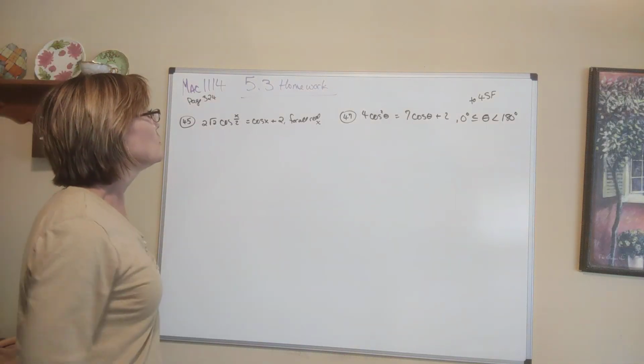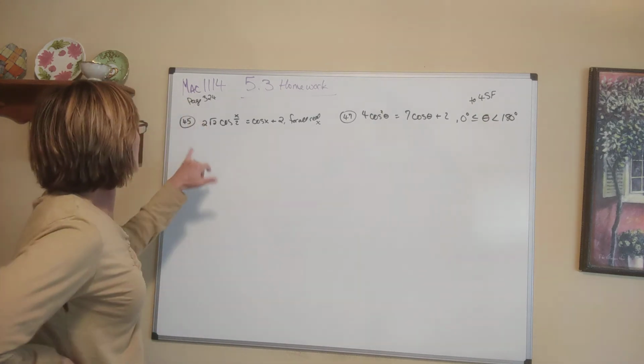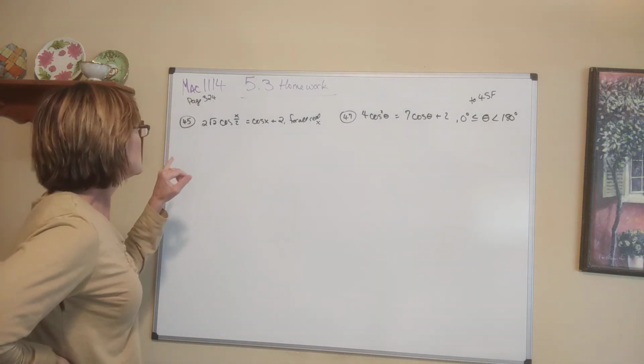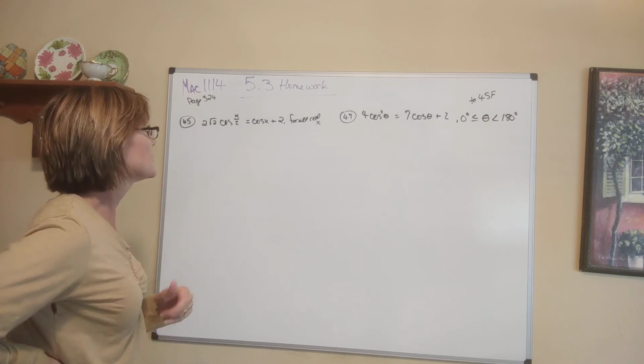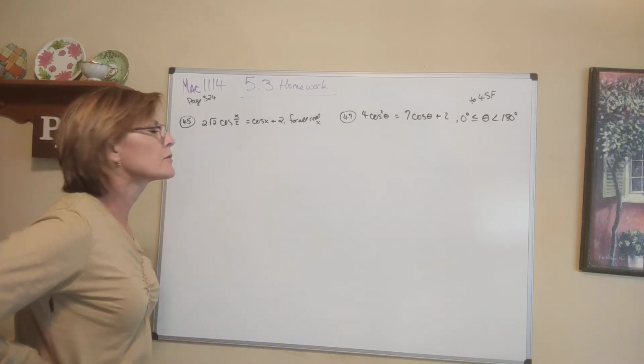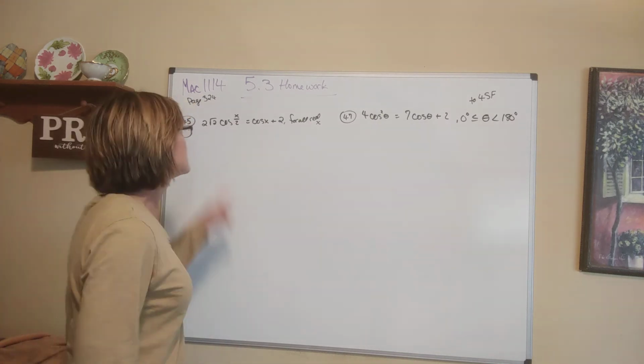All right, here are two more of your homework problems from section 5.3, number 45. It's 2 square root of 2 times the cosine of x over 2 is equal to the cosine of x plus 2 for all real x. Remember that when the angle is given in x, we're going to use radians. This is a half angle.